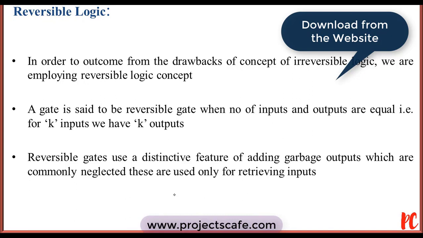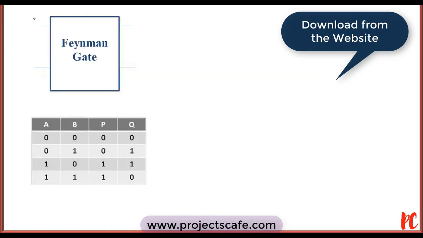Therefore, a reversible circuit can realize unbalanced functions only with additional inputs and garbage outputs. And we are going to eliminate this garbage output with respect to these Fredkin and Feynman gates. Here is my 2-input Feynman gate.